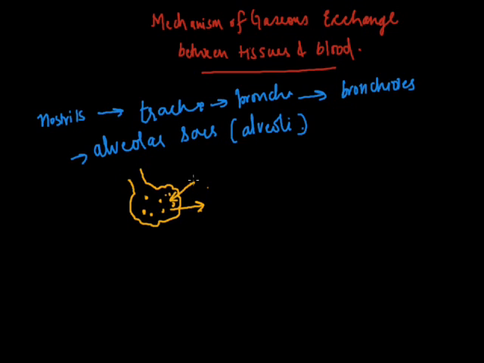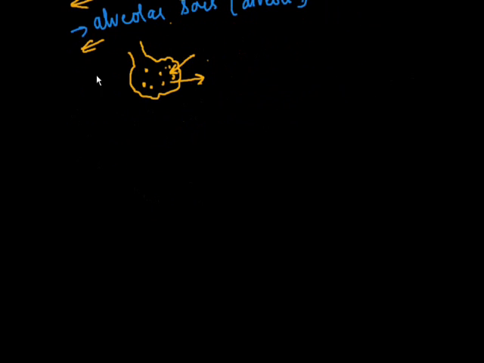Now, carbon dioxide from the body enters into the alveoli. From alveoli, it will enter into bronchioles, from bronchioles into bronchi, from bronchi into trachea, and through nostrils it will be exhaled out. Now, the next topic is control of respiration. How is this respiration controlled?